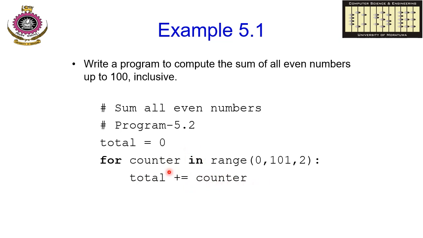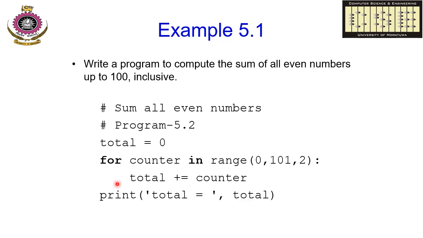Every time the loop is going on, at each iteration, the value of the counter variable will be added to the variable named total. In that way, we will get the sum of all even numbers until 100. So eventually the program will print the total value, or the sum of all the even numbers until 100.